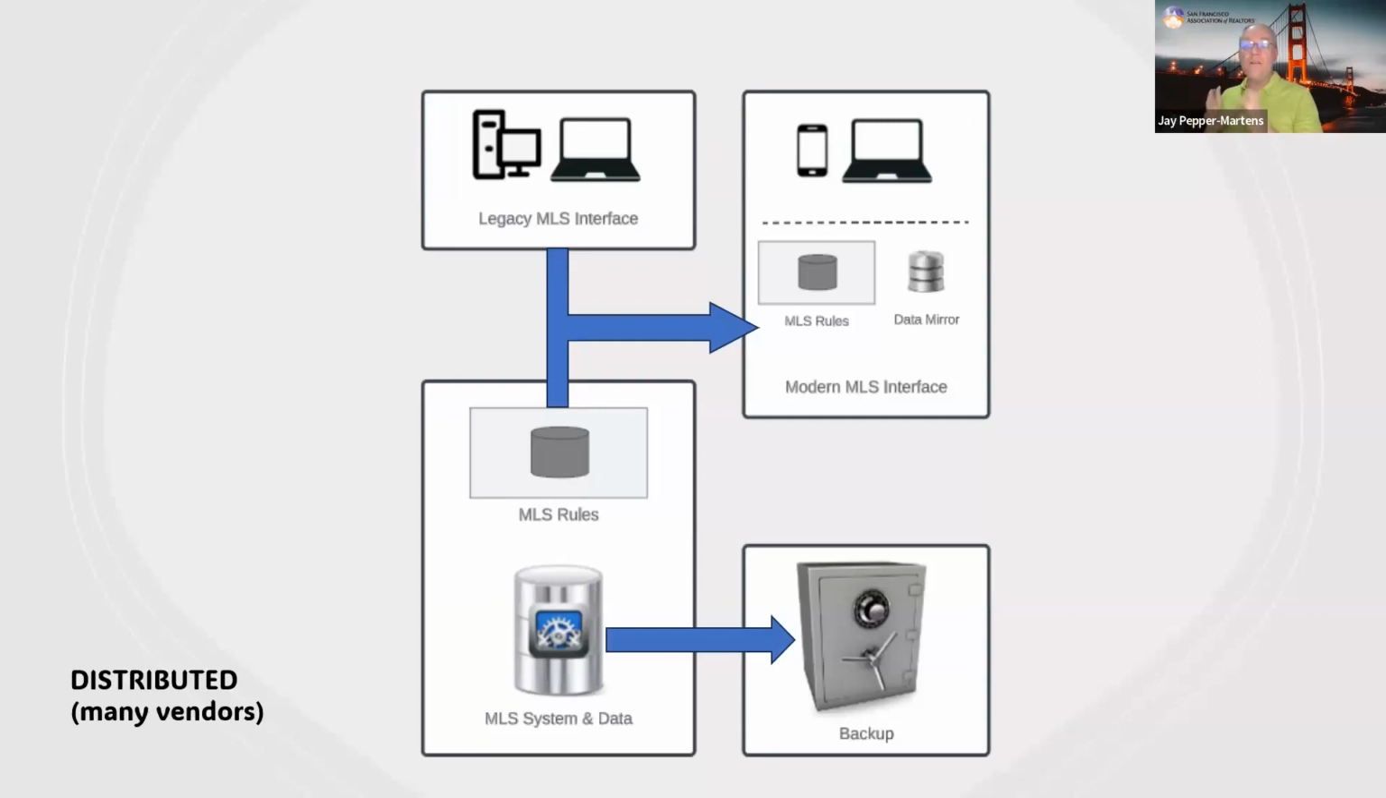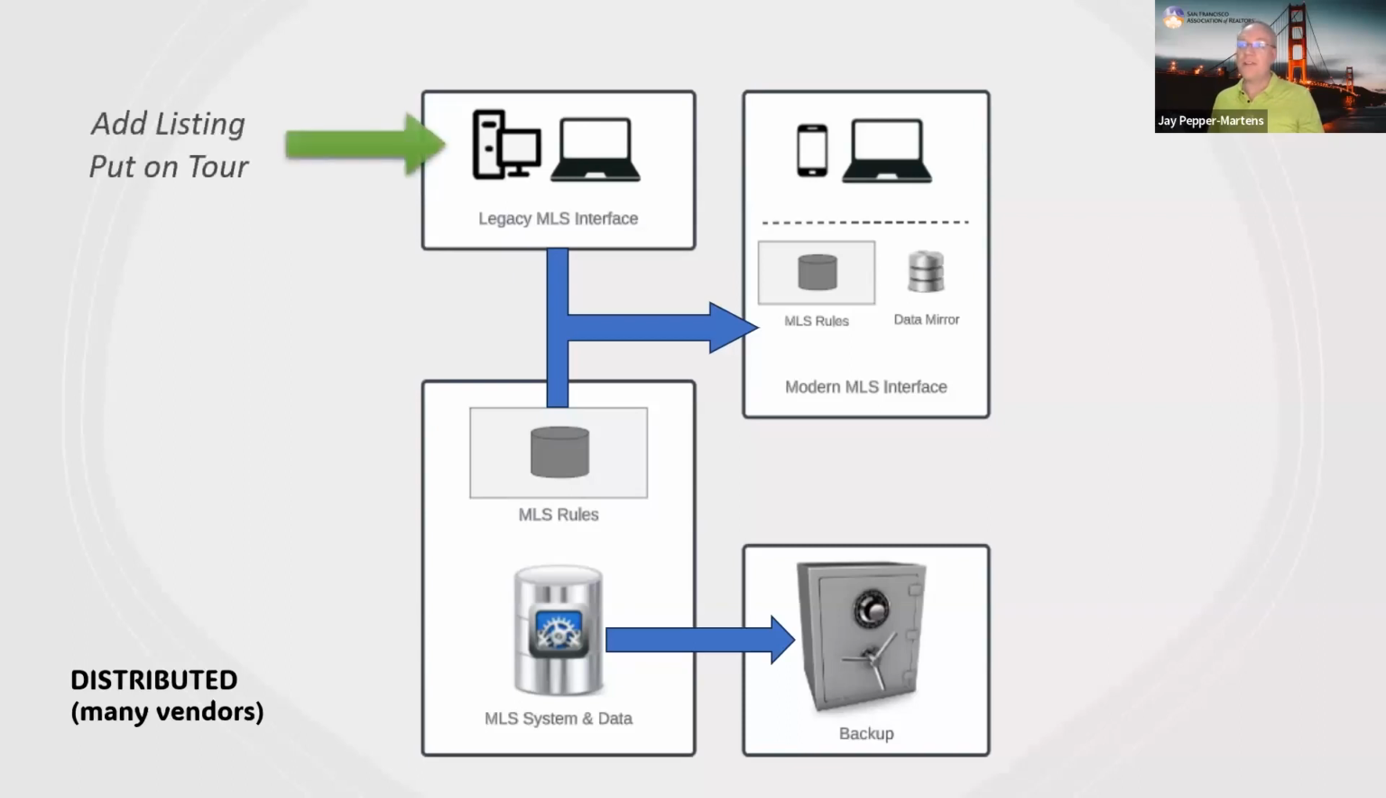So instead of one vendor doing everything in that single stack, we'll have a core MLS system. It'll still have that legacy MLS interface, which will be probably from the same vendor, Rapatoni. But those APIs will also allow us to implement modern MLS interfaces that have a copy of the MLS rules and a mirror of all the data locally, so that in the event that something happens, they'll be more resilient. Also, we're going to use a third party for backup going forward so that we have an outside-of-the-MLS backup system that, again, isn't reliant on the sort of sole-sourced vendor solution.